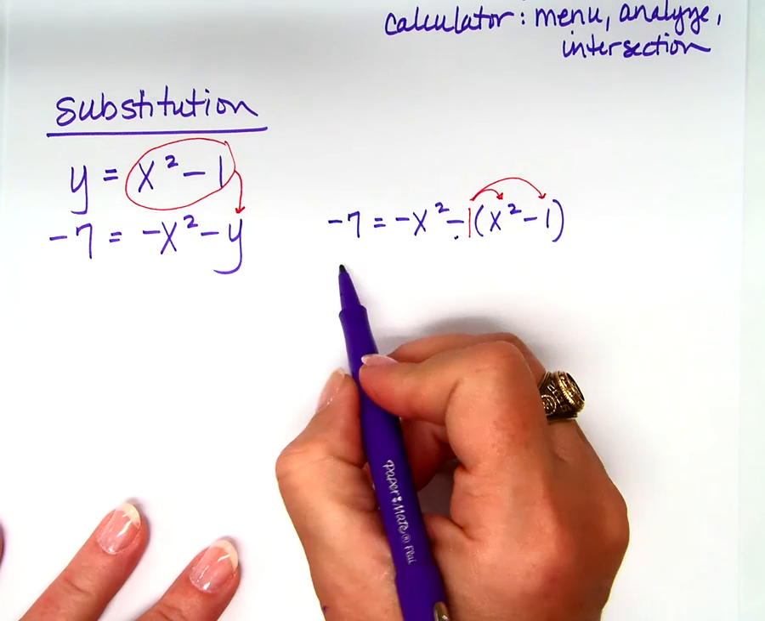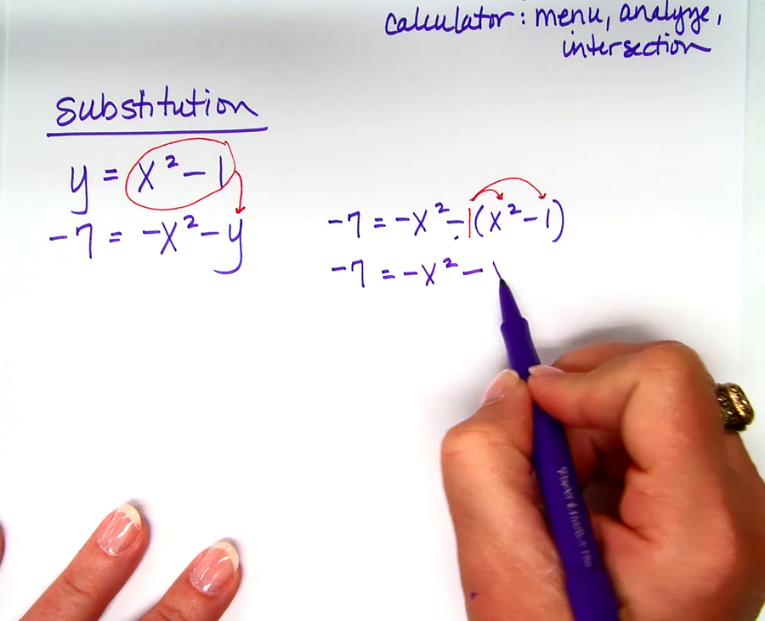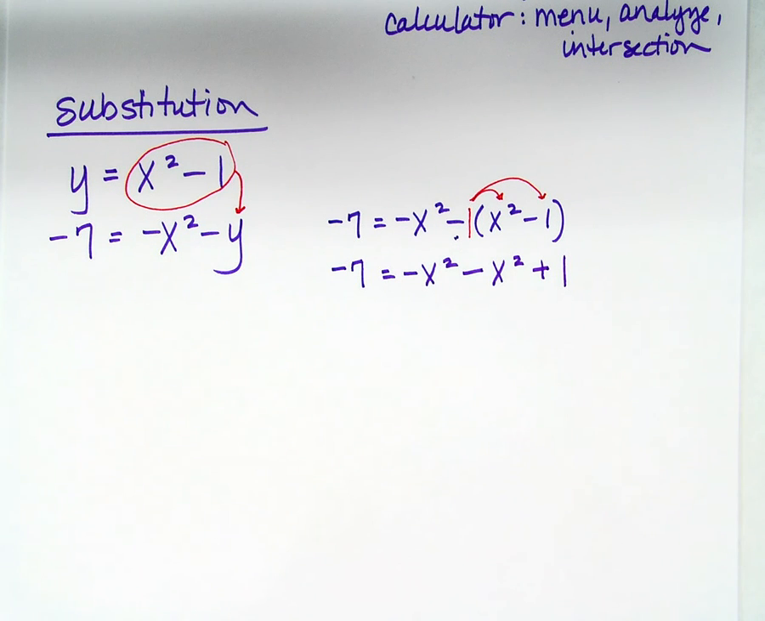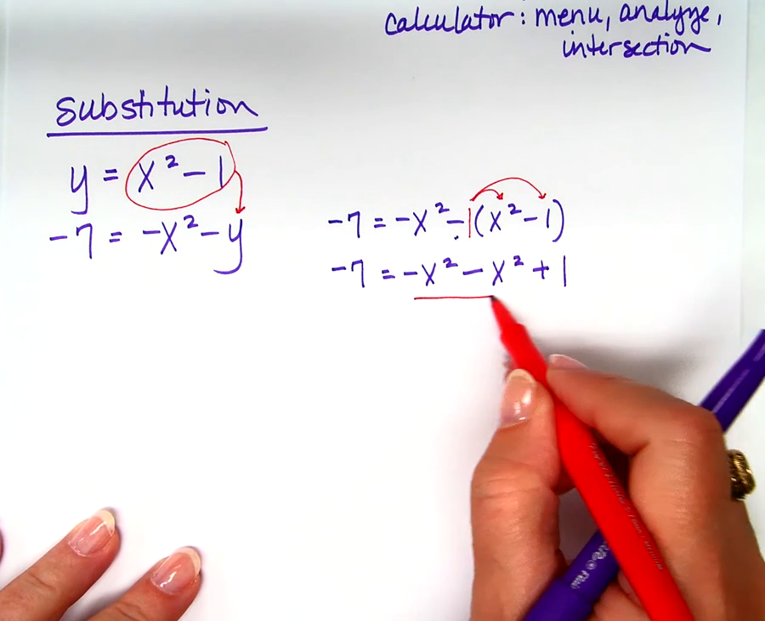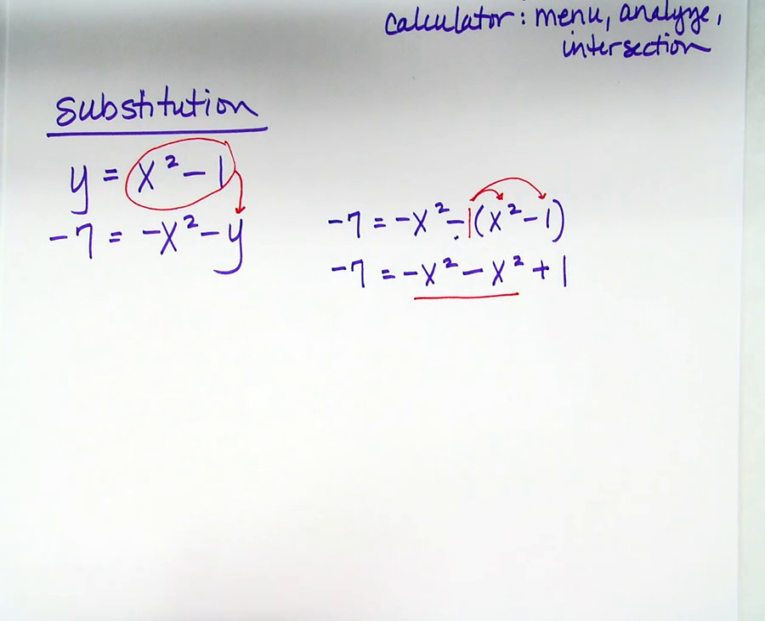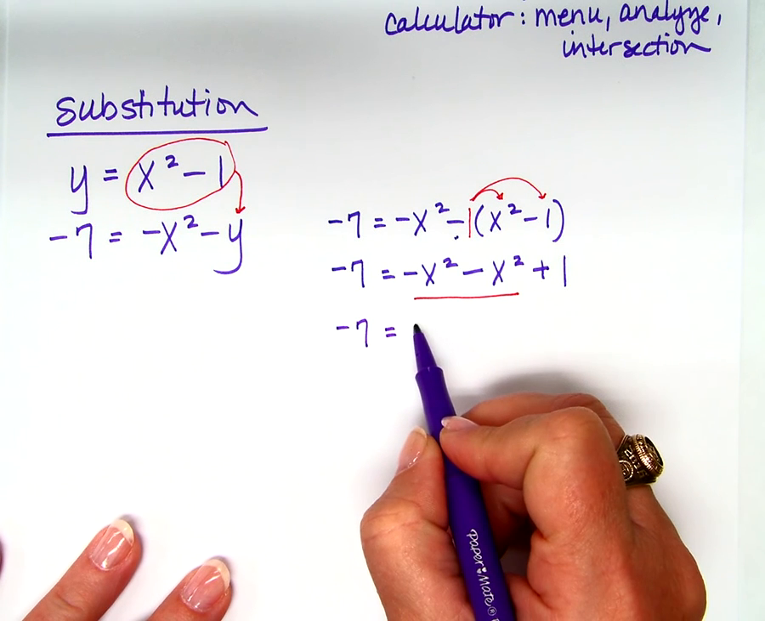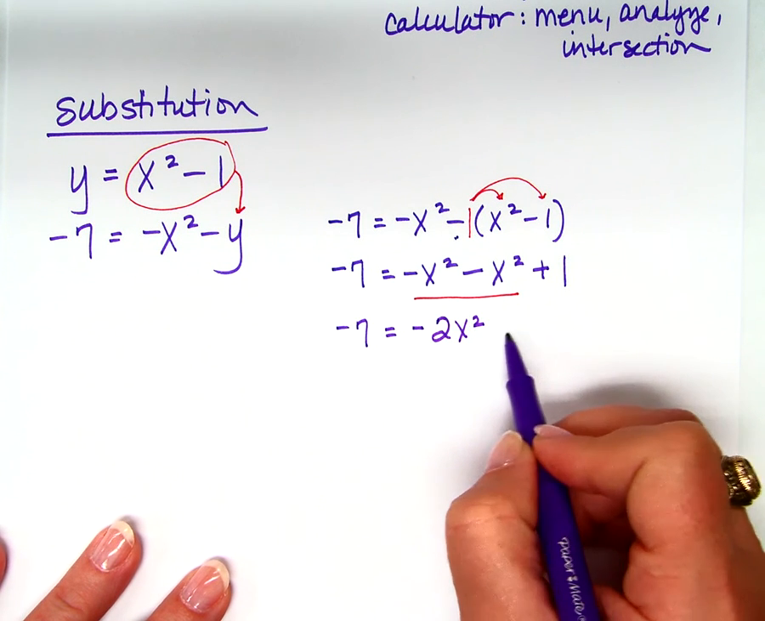So the next step after this says negative 7 equals negative x squared minus x squared plus 1. Okay. What do I do now? Yeah, for sure. Combine your like terms to solve, right? So negative 7 equals negative 2x squared plus 1.